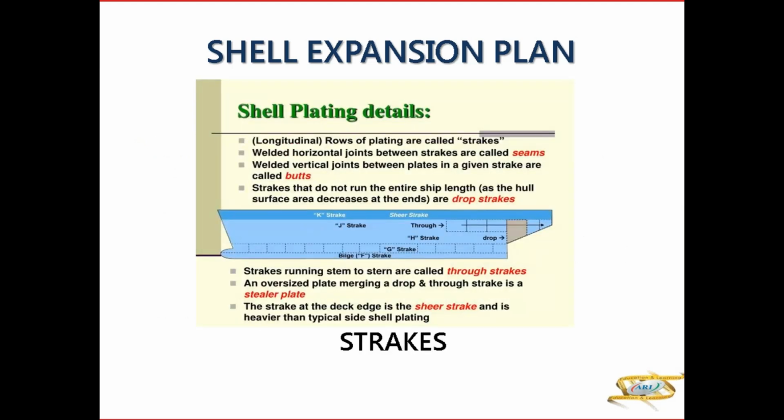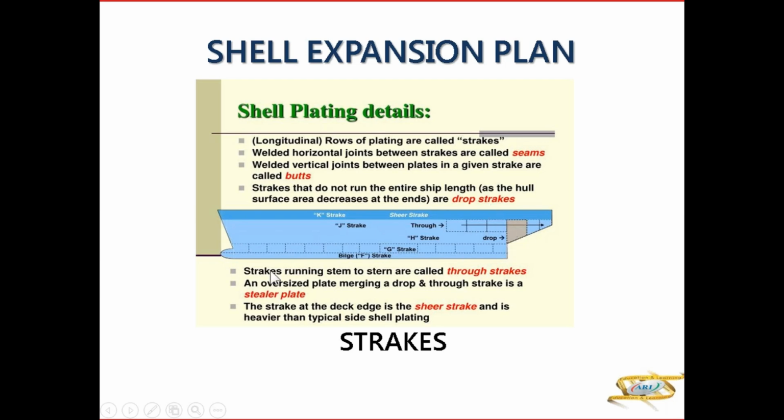So as I said, those plates which two join to one are known as stellar plate, because you're stealing the plate. That's a stellar plate when two plates join to one. And if two do not join to any other, you don't have a new plate, that is known as a drop strake. So the strakes that do not run the entire length of the ship's hull decrease at the ends.